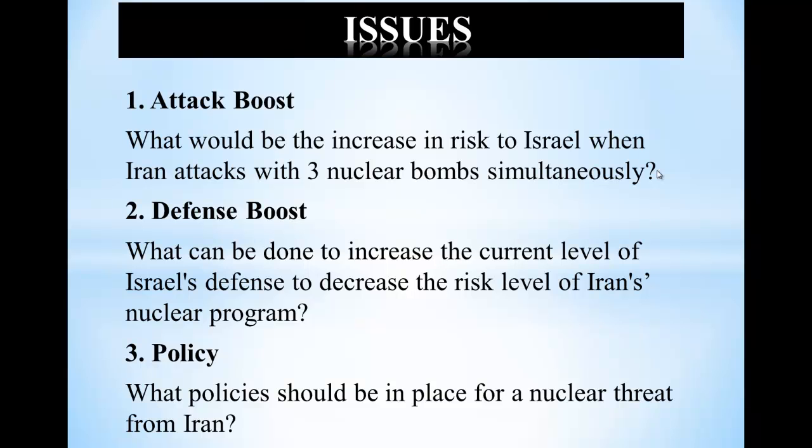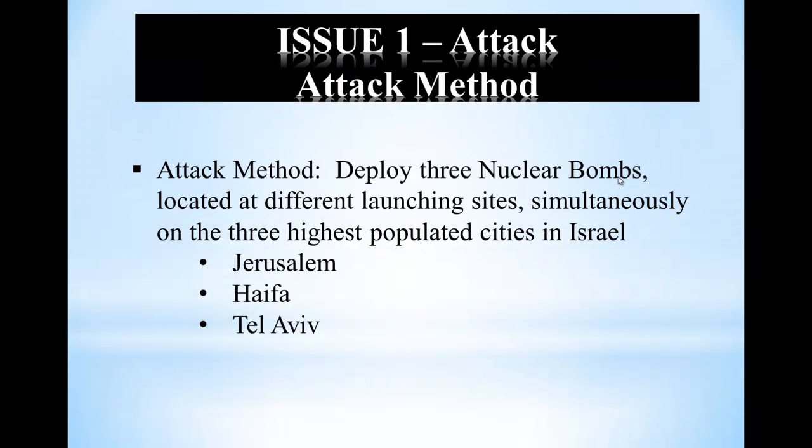The issues that we came up with were, number one, the attack boost. What would be the increase in risk to Israel when Iran attacks with 3 nuclear bombs simultaneously? The defense boost we figured out would be what can be done to increase the current level of Israel's defense to decrease the risk level of Iran's nuclear program. And then the third was the policies. What policies should be in place for a nuclear threat from Iran? Issue 1 was the attack methods.